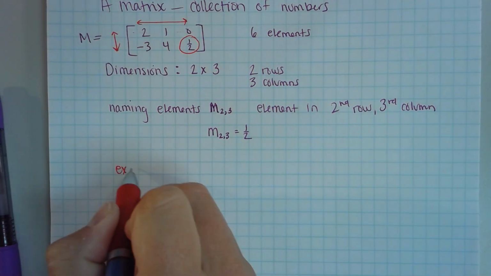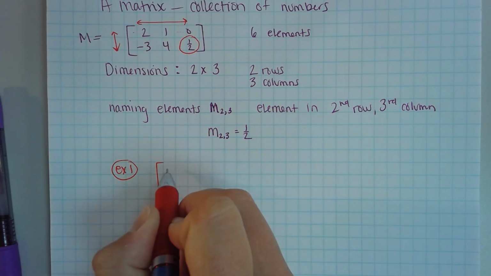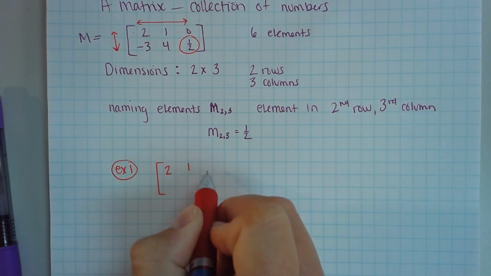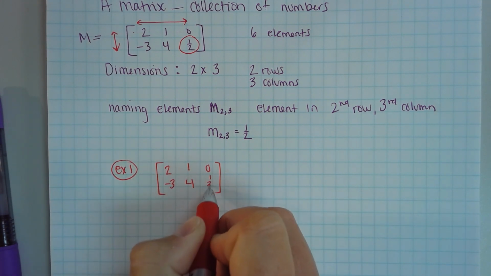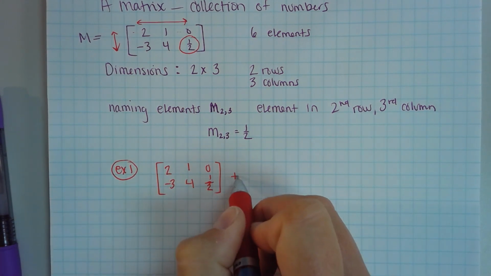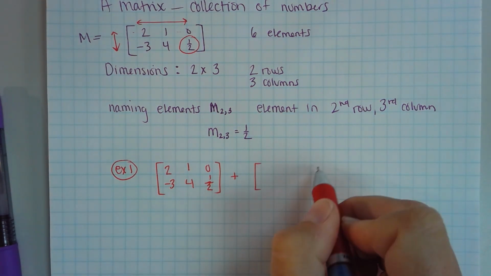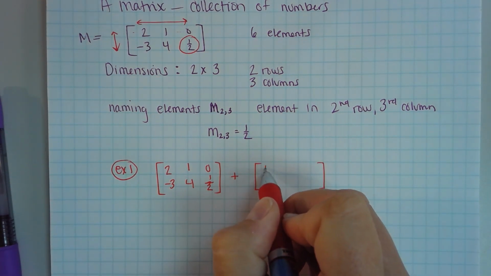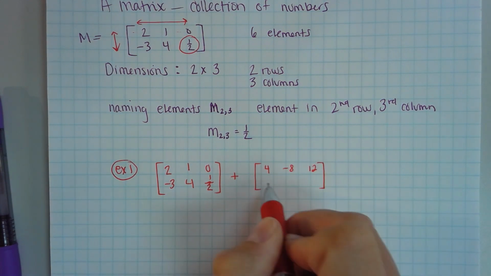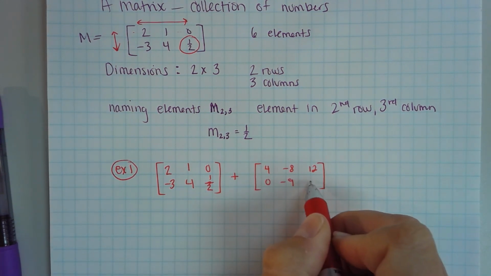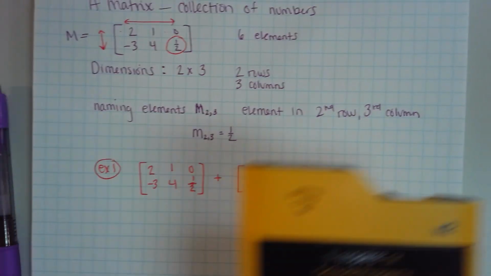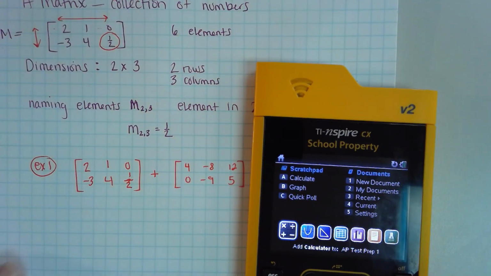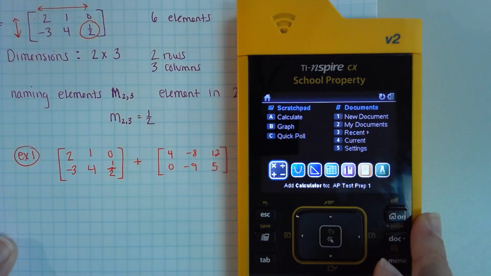So example number 1, let's say I have this matrix here. It doesn't really matter, just use the same matrix from above. That's a 1/2. And I want to add to it this matrix here, let's say 4, -8, 12, 0, -9, 5. If I would like to add these matrices together, and again, we'll talk about these in class, but we're just going to briefly today talk about how do you do it on a calculator, because the ACT allows you to use a calculator for everything.